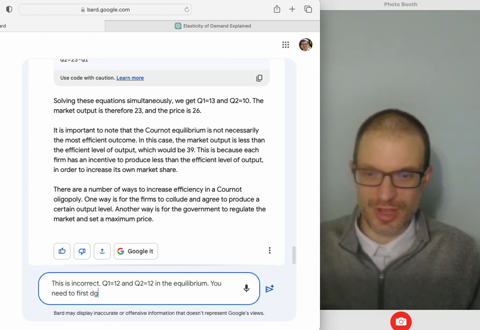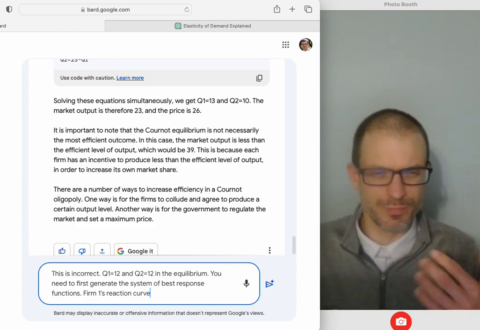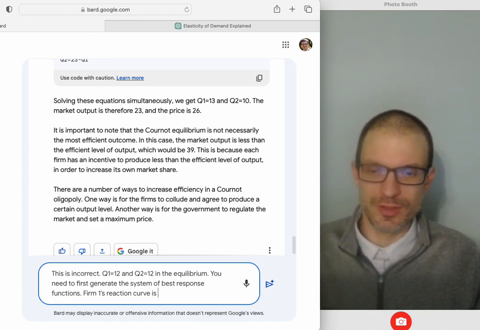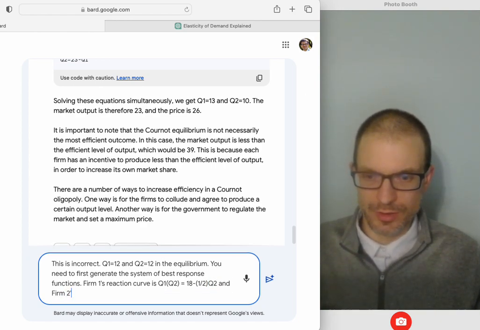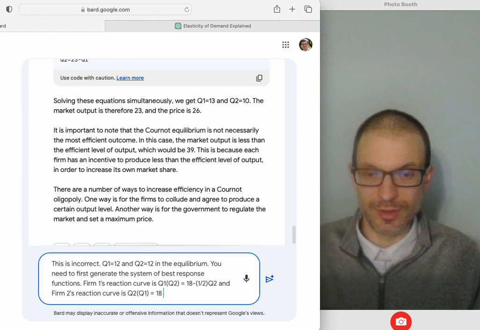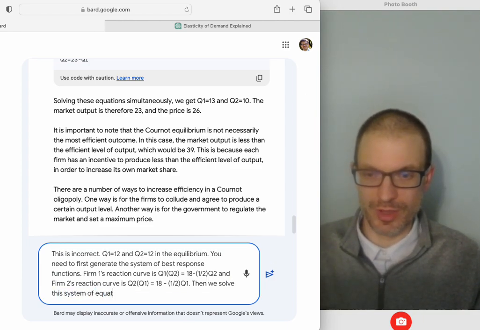You need to first generate the system of best response functions. Firm one's best response or reaction curve, which is maybe what it'll pick up if it's reading other websites, is going to be Q1 of Q2 equals 18 minus 1/2 Q2. And firm two's reaction curve is Q2 of Q1 equals 18 minus 1/2 Q1. This is actually correct, what I'm typing. Then we solve the system of equations.